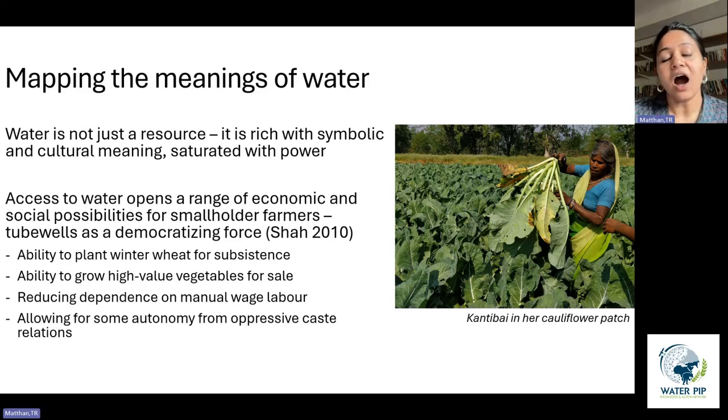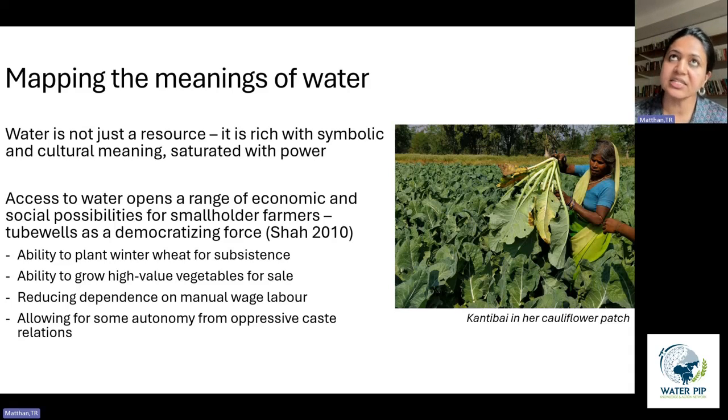So certainly there are important economic aspects to this because, as I mentioned, having access to water increases their agricultural choices. It creates many new kinds of economic possibilities. But I also want to emphasize that water is not just a resource. It is rich with symbolic and cultural meaning. It is saturated with power.